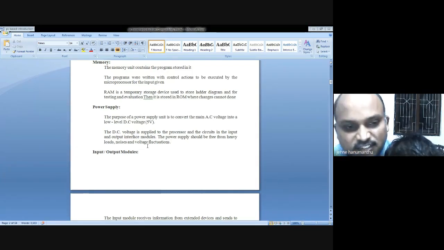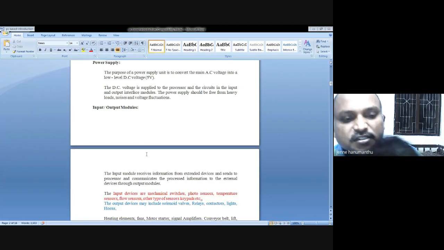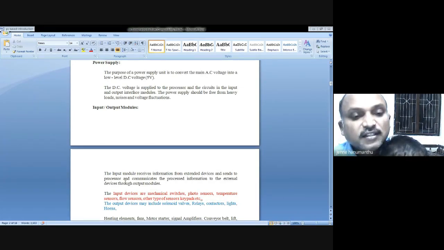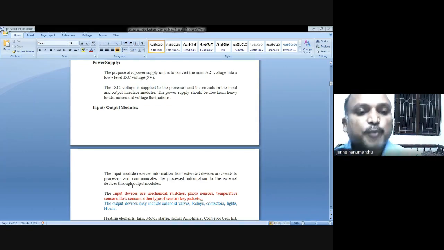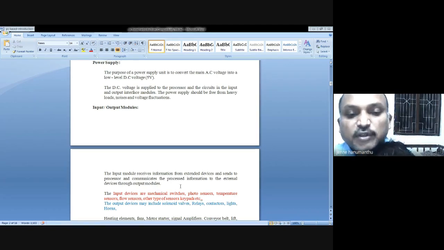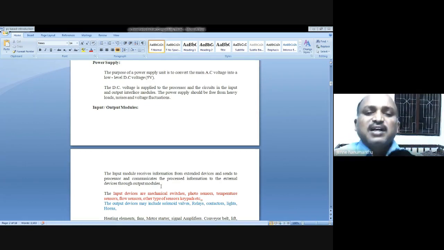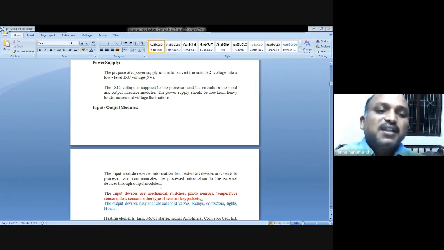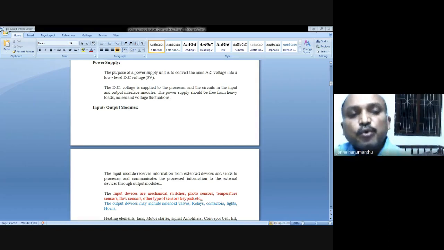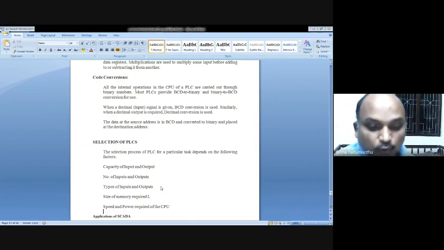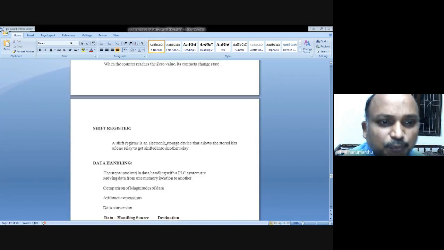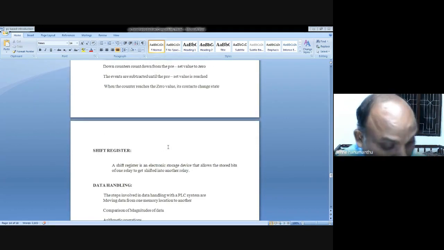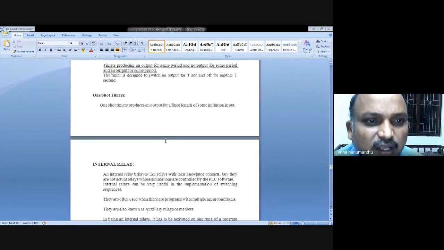Next, input output modules. Input modules receive information from external devices and send it to the processor, and communicate the processed information to the external devices through output modules. So you know the general meaning of input modules, nothing but inputs. How do you give input to a PLC?